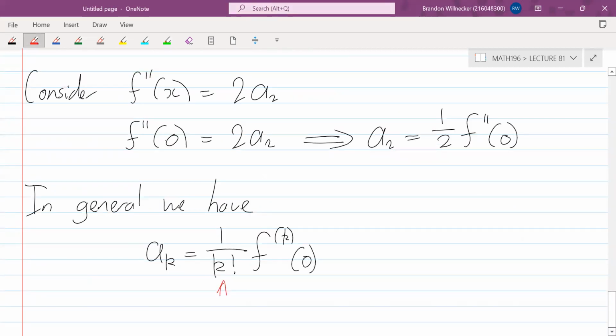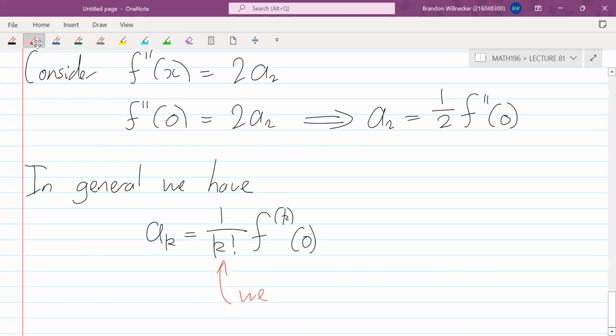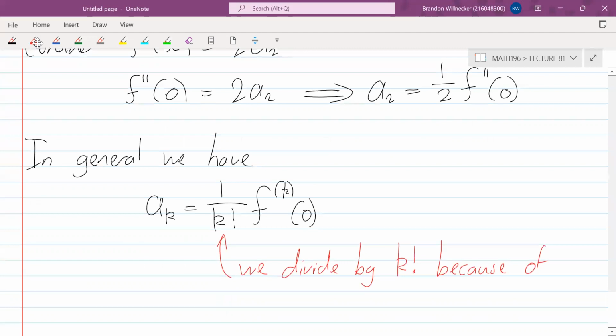This comes from the fact that we are using the power rule multiple times. So remember, for each use of the power rule, the exponent gets multiplied in front. So if we do it a bunch of times, that ends up giving us a factorial. So we divide by k factorial because of the repeated use of the power rule.